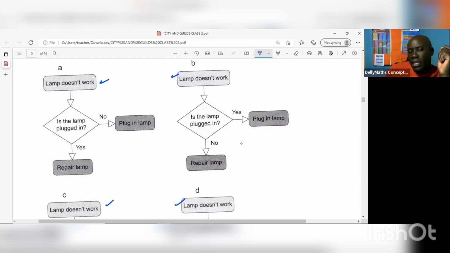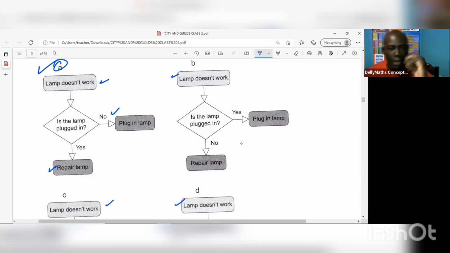Is the lamp plugged in? All right, so this is a yes or no. Yes, if the lamp is plugged in, yes, it's not working, we need to go to the repair. This sounds good. Yes or no? Is the lamp plugged in? No. Then if the lamp is not plugged in, I want to plug it in first. This situation is ideal. I'll take A. But I'm just going to quickly look at the others. A is correct already. Lamp does not work.